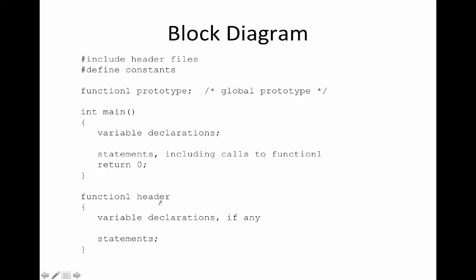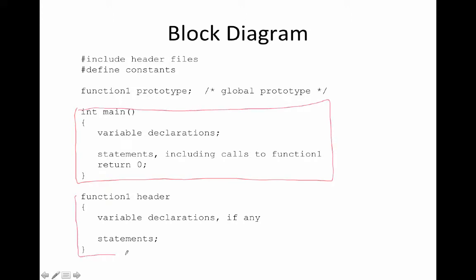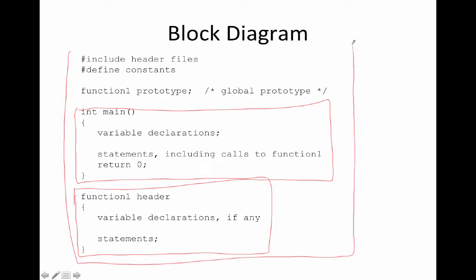Now, when we talk about scope, we often talk about blocks, and what we do is draw a block diagram. A block can include any function, so I'm just going to draw a box around the main function. I'm also going to draw a box around this function called function 1. So those are two blocks. And then another block is the entire program. All right, so these are the blocks that we have in this particular program.